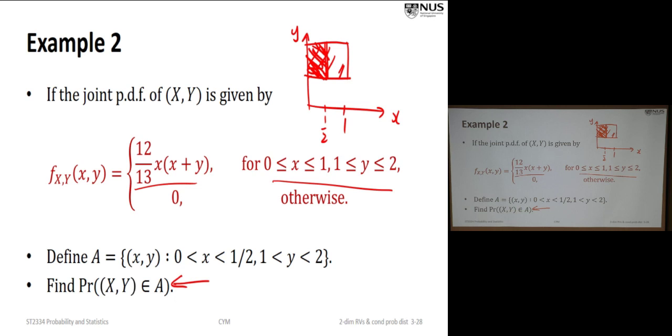Remember, this is the area. And when we talk about probability, it means that we are talking about the probability density functions. Think of it: if the probability density function is everywhere the same, then you can talk about the area. But now the probability density function is not uniform. It depends on x and y through this expression, 12/13 times x times (x + y). So they're not the same, and therefore the answer is not half of the area. You have to do your integration. No shortcut. So now the question is to set up the integration.